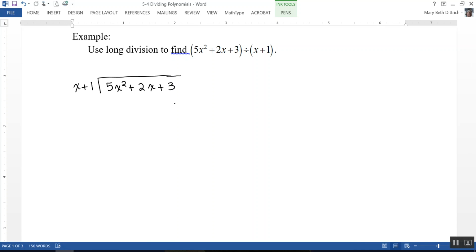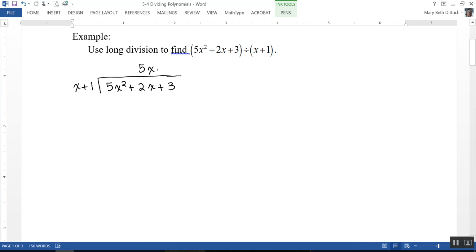So also, as we do with long division, I'm only going to focus on the beginning of each of these terms. So I'm going to focus first of all just on this x of the x plus 1 and just with the 5x squared. So what do I have to multiply x times to get 5x squared? The other way of saying that is, what is 5x squared divided by x? And that would be 5x. So I put it up here, make sure I keep it in the x column.